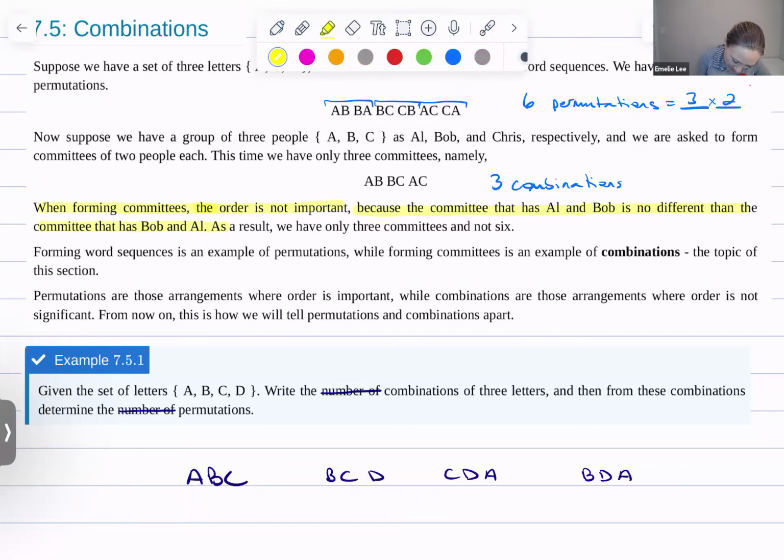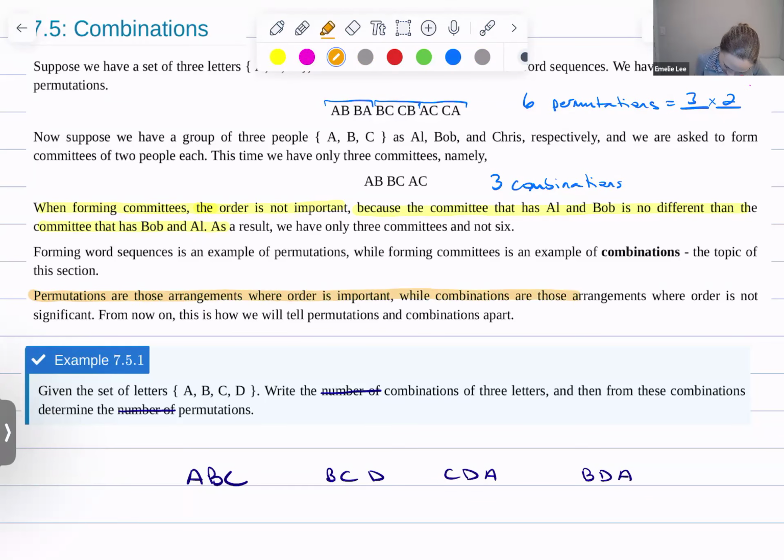How can I highlight something extra? Is that too dark? Can you still see? Let's see. How about orange? Combinations.